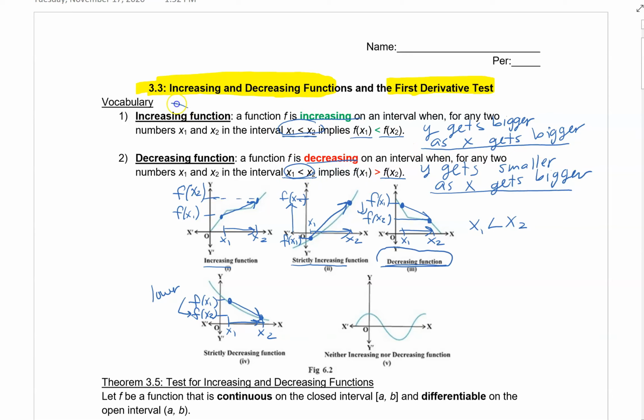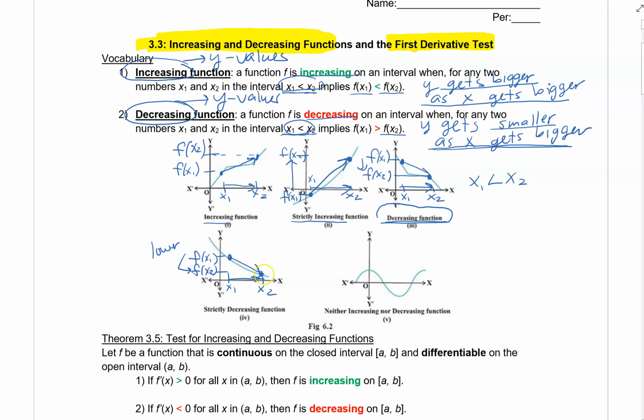And so increasing is not referring to x, it's referring to the y values. This means that the y values also get bigger as x gets bigger. Whereas if it's decreasing, again, that's referring to the y values because x always is getting bigger. It's always moving to the right. But if the function is decreasing, that means the y values were getting smaller as x got bigger, meaning they were going down.